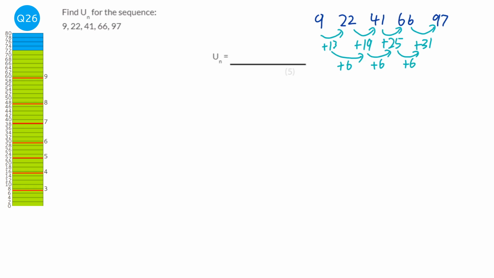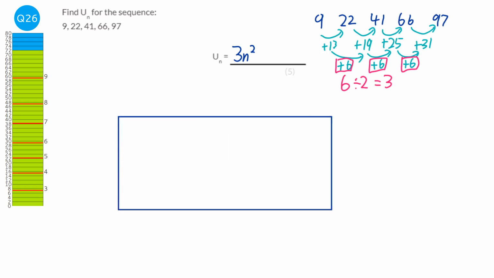When you have a difference of differences, it's going to be a quadratic sequence. And we're interested in what the difference of differences is, because what we now do is get that 6 and we always halve it, and it gives us 3. Now that 3 is really important, because that is the coefficient of the n squared. So we know our sequence will begin 3n squared. So we're going to do a table now to see what the rest of the sequence will be.